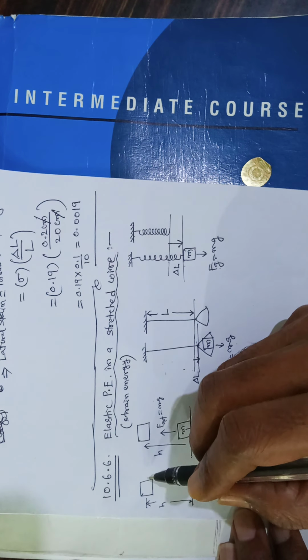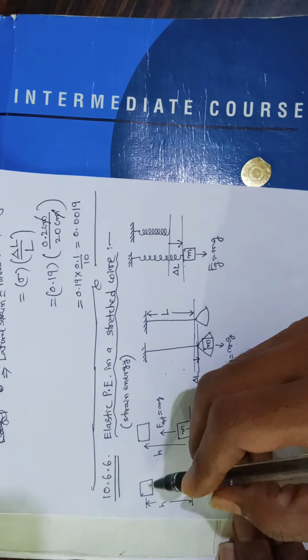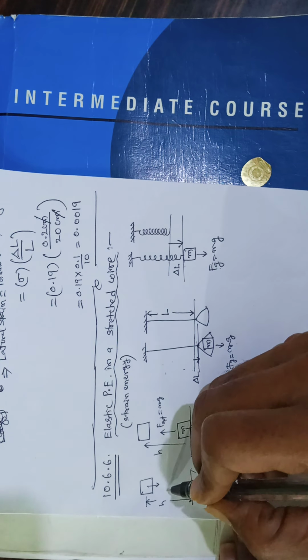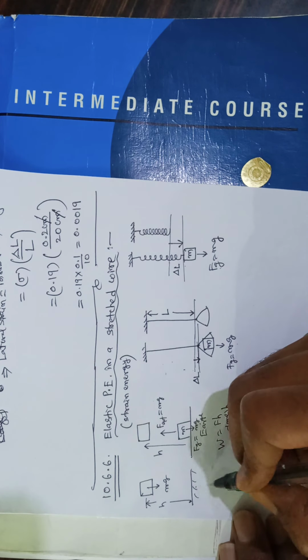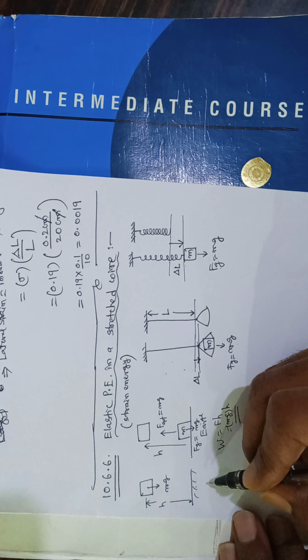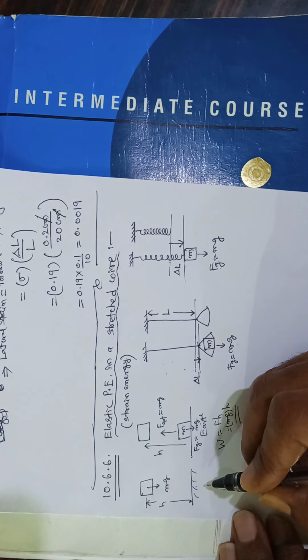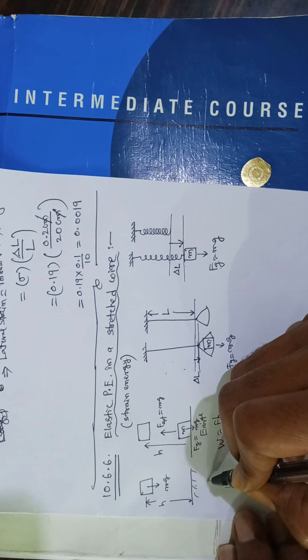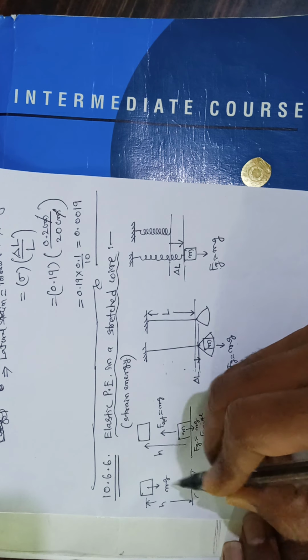Now it is dropped there, so it will fall down. See here, gravitational force is downward. So in the direction of gravitational force, the object is falling. Therefore, you need not do any work. The gravitational force itself does work, and the work done is mg into h.